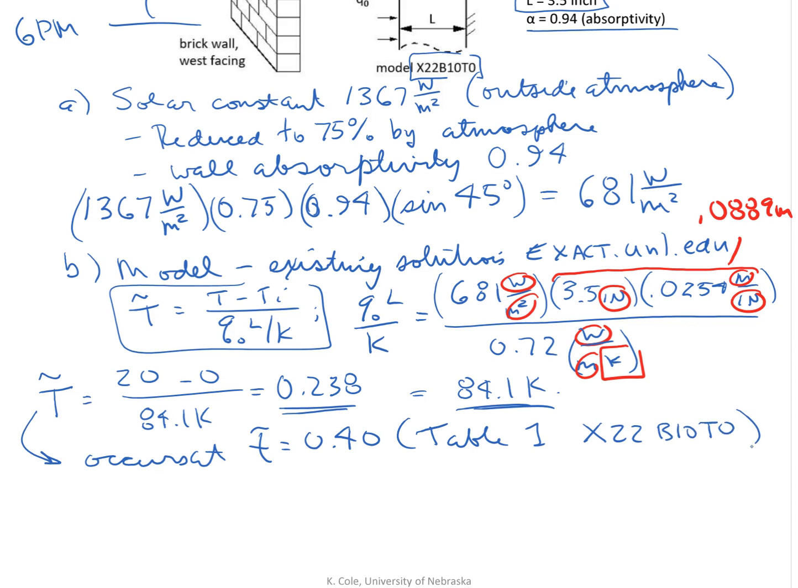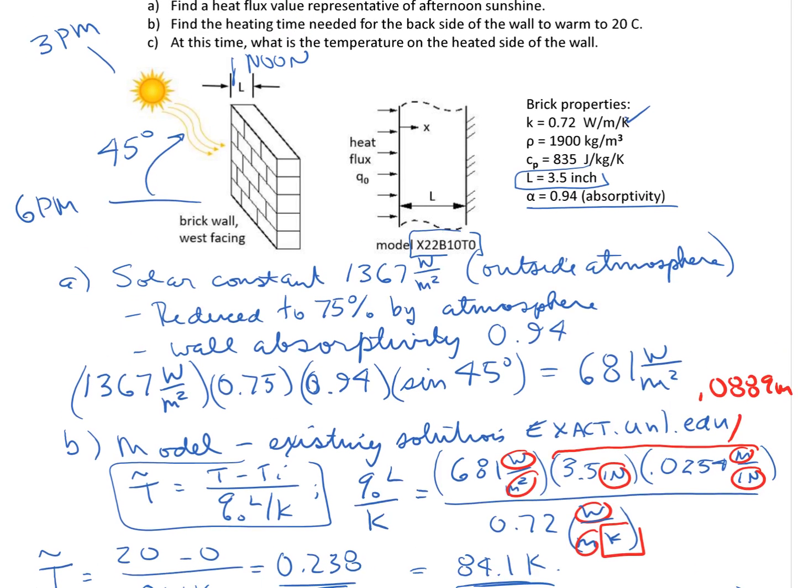The solution was X22B10T0. All right, now we're going to have to find out what that time is in seconds by using the definition of dimensionless time. It was alpha t on L squared from that other document. What's alpha? Well, alpha is defined to be k on rho Cp. That's the thermal diffusivity. And we have some values of the properties: the conductivity, the density, and the specific heat. So I'm going to use those values.